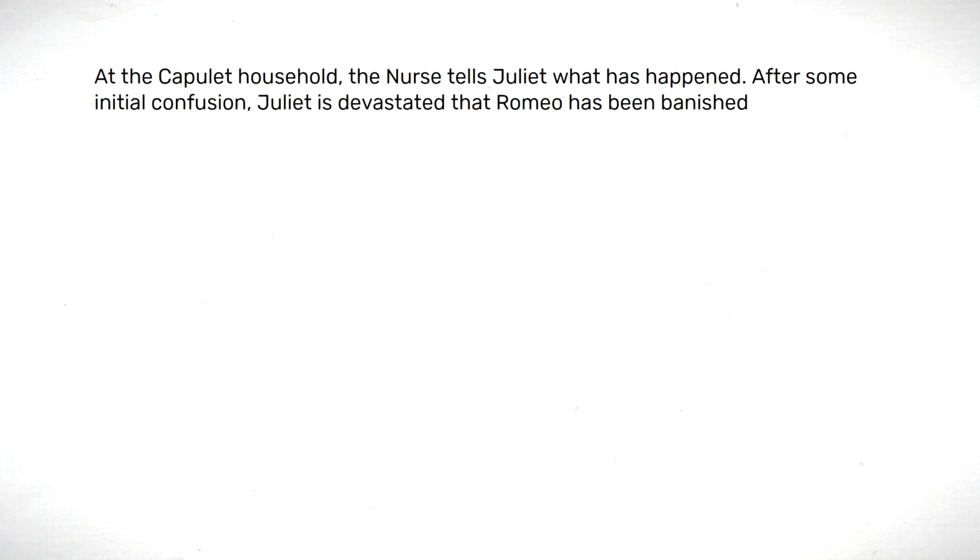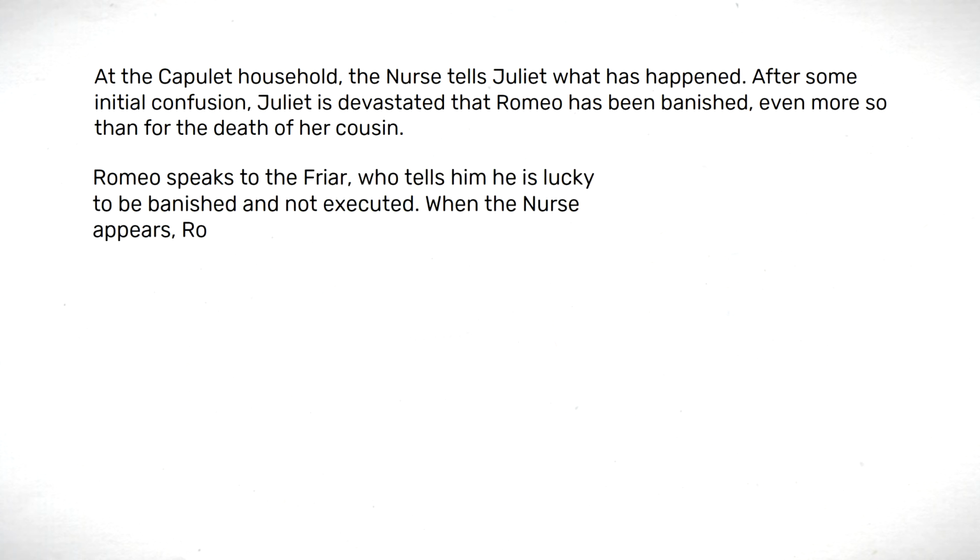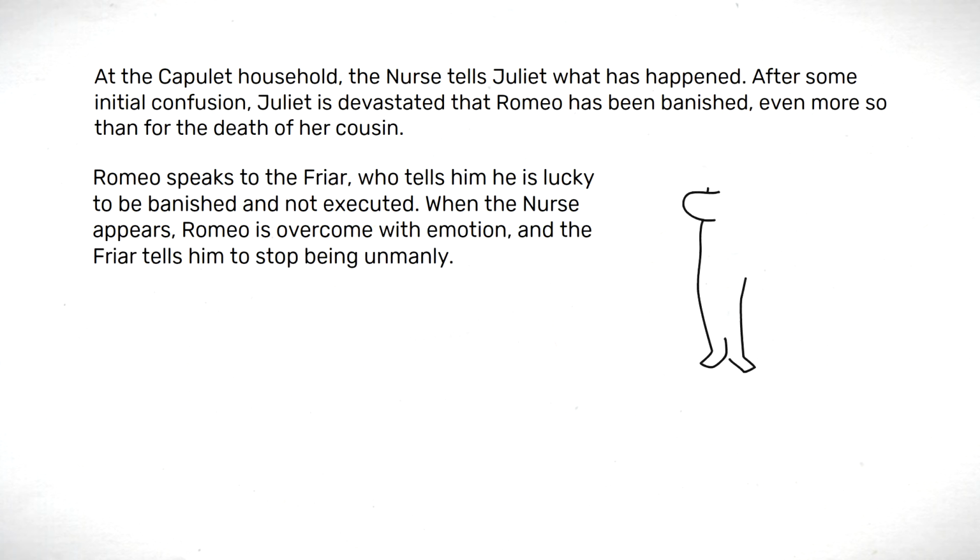At the Capulet household, the nurse tells Juliet what has happened. After some initial confusion, Juliet is devastated that Romeo had been banished, even more so than for the death of her cousin. Romeo speaks to the friar, who tells him he is lucky to be banished and not executed. When the nurse appears, Romeo is overcome with emotion, and the friar tells him to stop being unmanly.